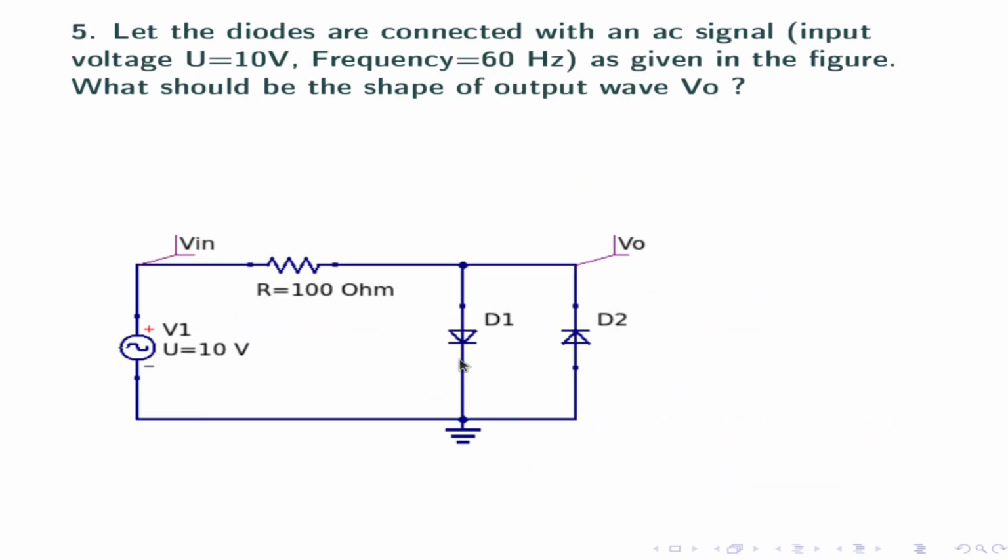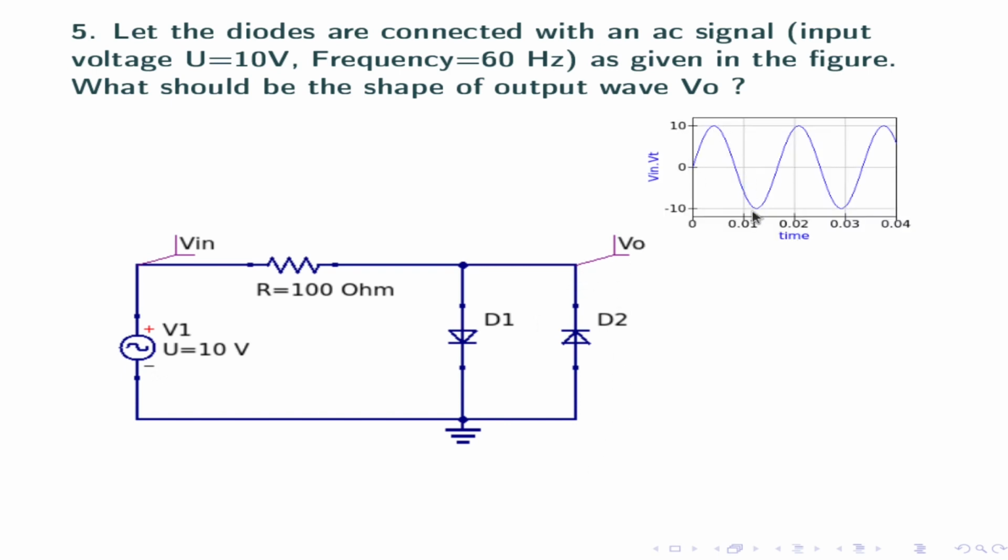Here, the diode is connected to an AC signal of input voltage 10 volt and frequency 60 Hz. We want to find what should be the shape of the output signal VO. This is the input signal, 10 volt, 60 Hz frequency.